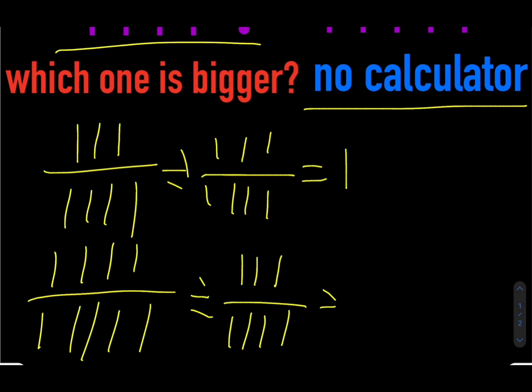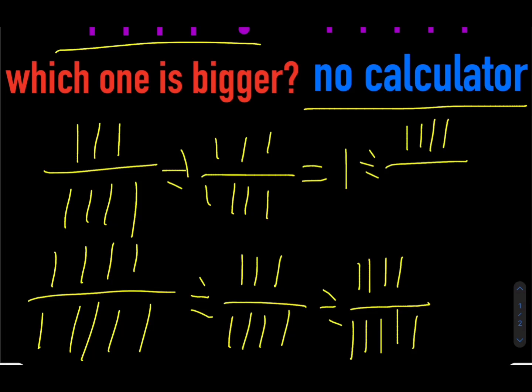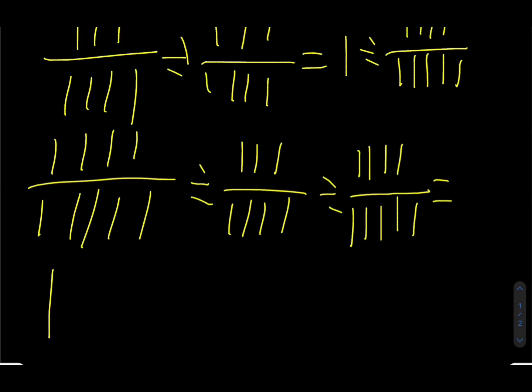Now let's divide these numbers again. This time by 1111 divided by 11,111. So then this would be 1 divided by 1,111 divided by 11,111. And this one would be 1 because of this number divided by this number divided by 111 divided by 1,111.